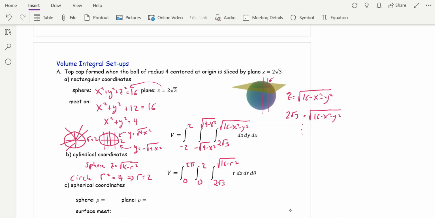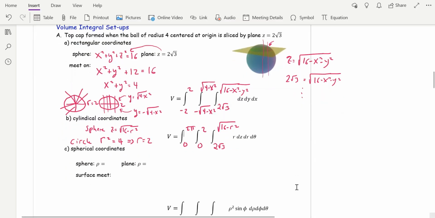So to go from rectangular to cylindrical is a pretty quick conversion. Spherical, on the other hand, is just totally different. So the sphere, we have a ball of radius 4. That's rho equal 4. Now the plane is rho equal what? Well, in spherical coordinates, z is rho cosine phi, and that is 2 root 3. And I've explained before that a horizontal plane in spherical coordinates is going to be rho equals something times secant phi. So solve this for rho, divide both sides by cosine, you get rho equals 2 root 3 secant phi. So that's my plane.